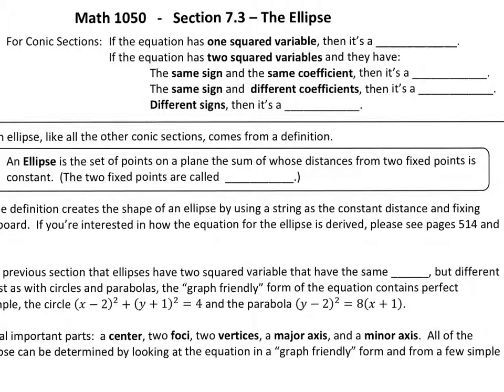So if it has one squared variable, what is it? It's a parabola, correct. If it has two squared variables and they have the same sign and the same coefficient, that is a circle. Yep. If they have the same sign and different coefficients, it's an ellipse, and we are going to talk about those today. Other than circles, ellipses are probably the easiest conic sections to deal with, okay? And then if it has different signs, then it's good.